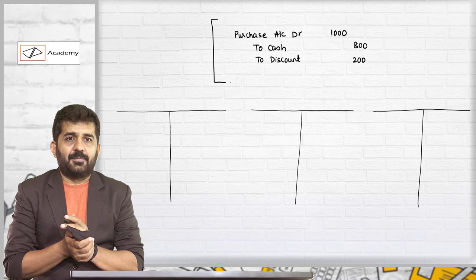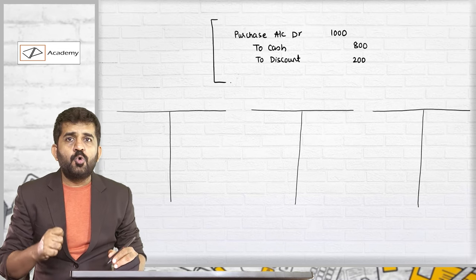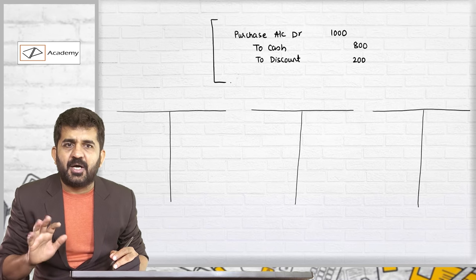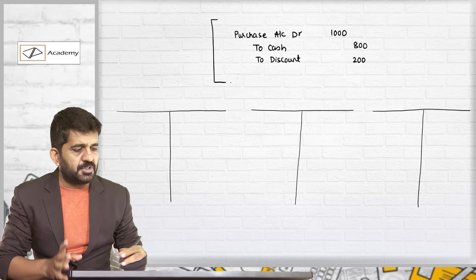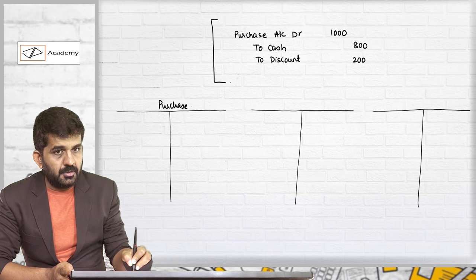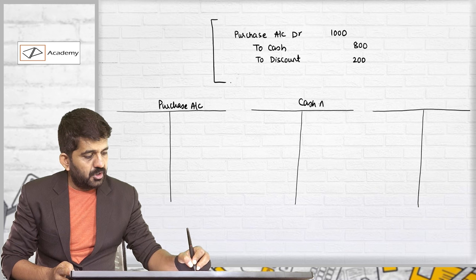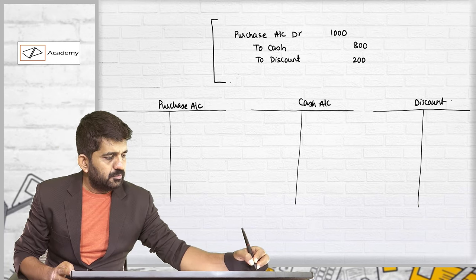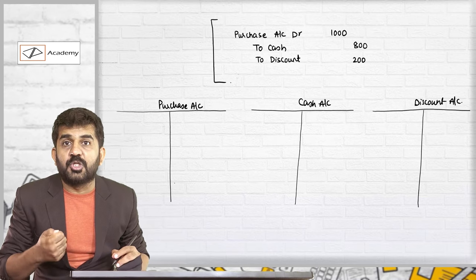Let us take this example. Purchase account debit to cash, to discount. So this is the journal entry passed. We are trying to post it. Now three accounts are affected. So let me draw over here three accounts: purchase account, cash account, and discount account. You need not write it down. I'm just explaining to you how this will work.